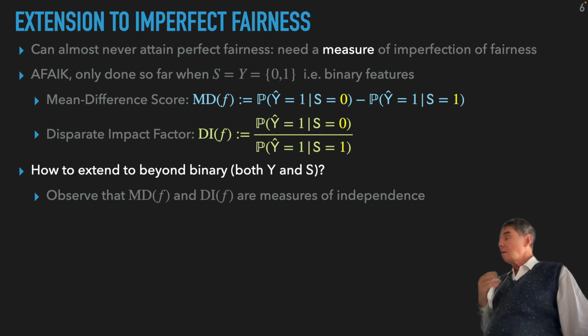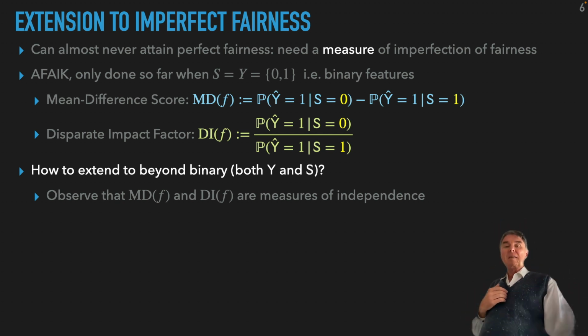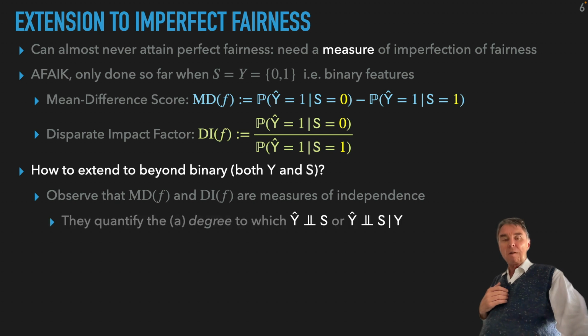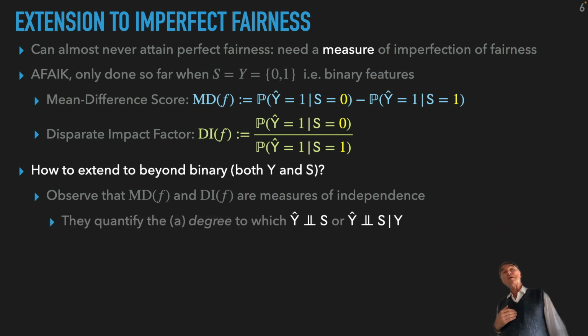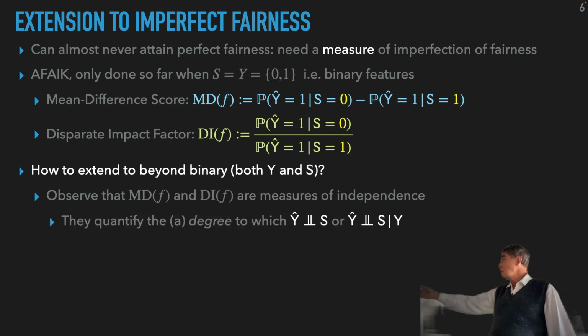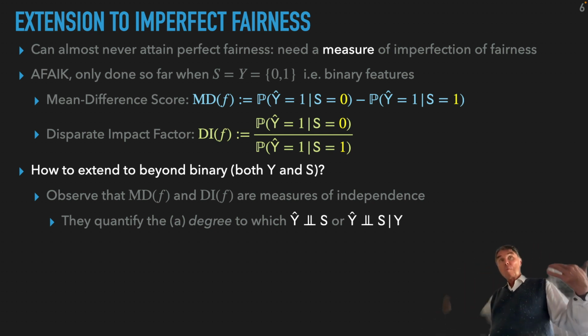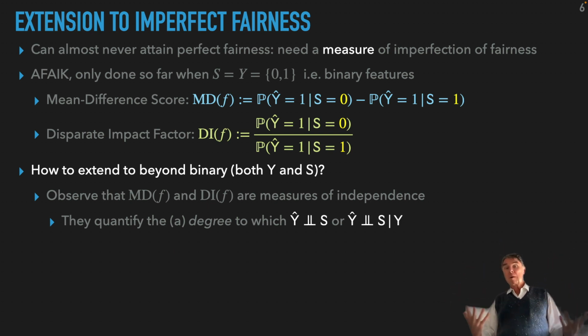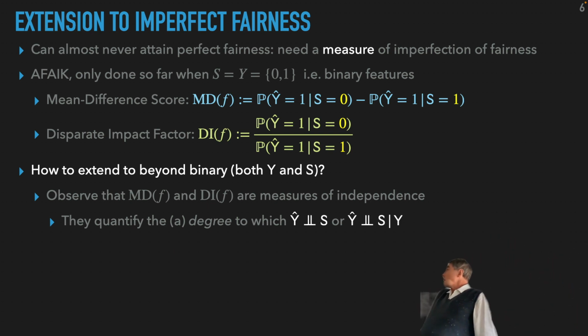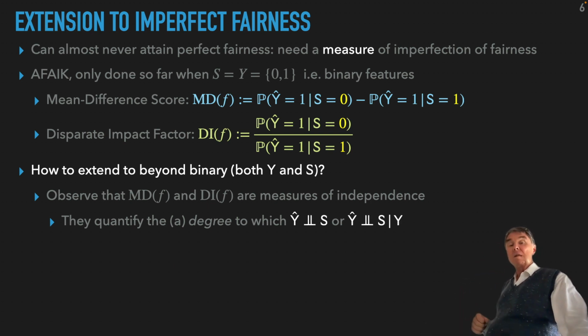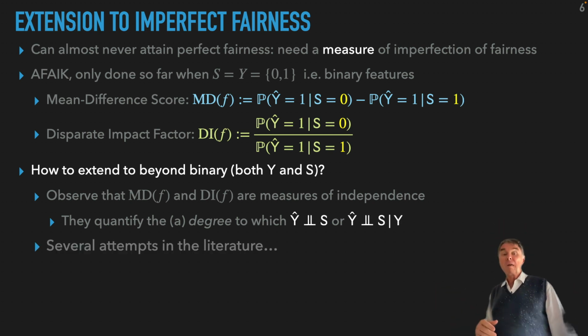So the thing to observe is that MD and DI are actually measures of independence. They quantify the degree to which these independence statements hold, because of the development on the last couple of slides. So that's what we're doing already in the binary case. Now, to move forward, we take these as our definition, and what we're seeking is a measure of independence, right? Rather than just demanding that they are independent, we want to measure the independence.